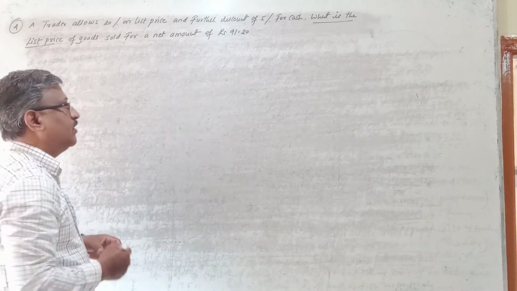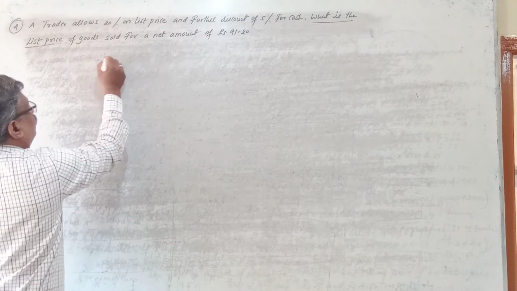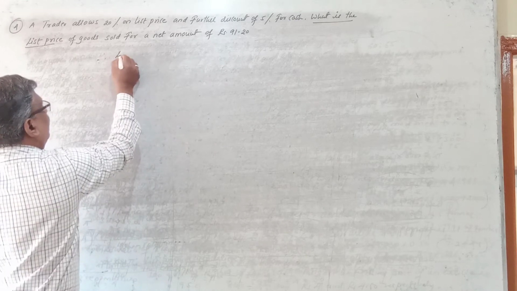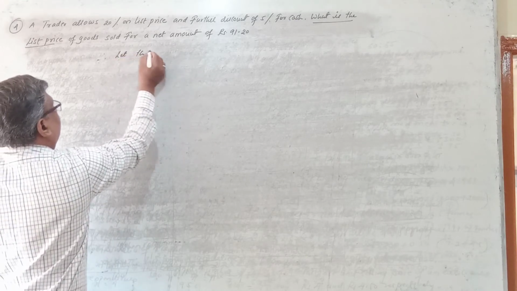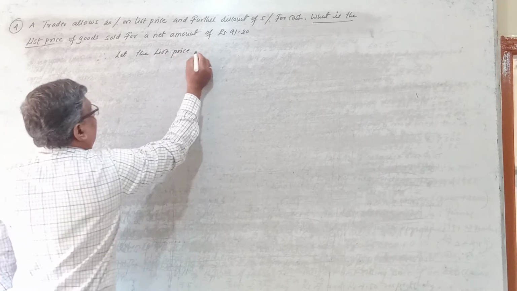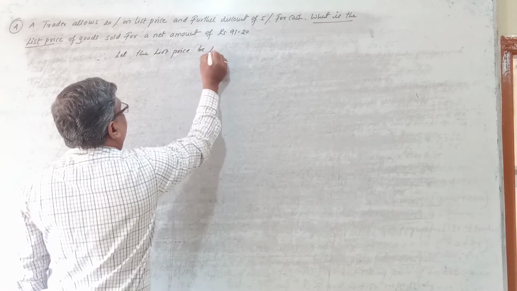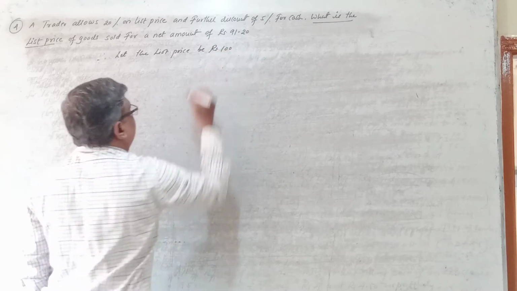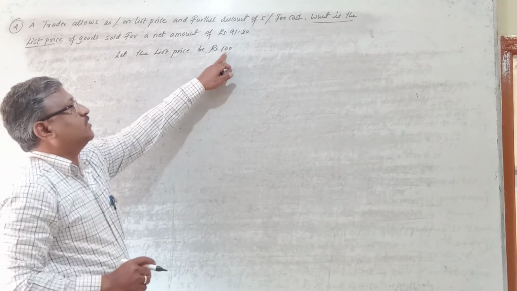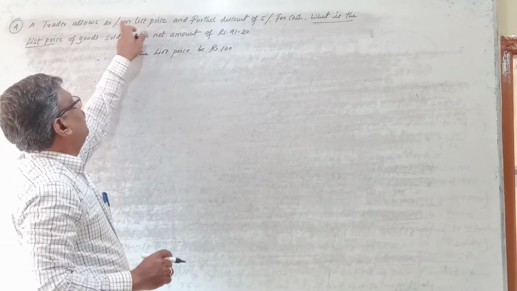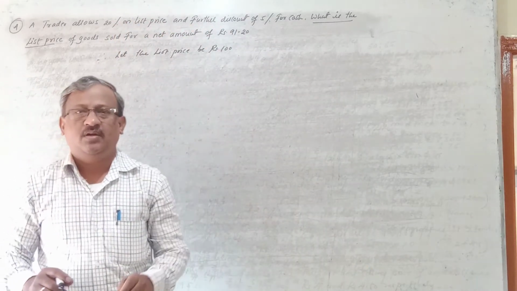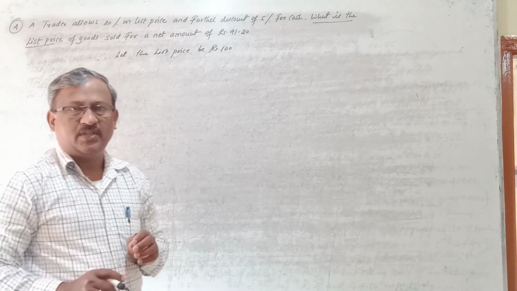So let's start with the solution. Here the list price is not given, so again I will assume my list price as 100. Let the list price be rupees 100. If my list price is 100, trade discount is 20% and cash discount is 5%, what must be the net price that I want to calculate?